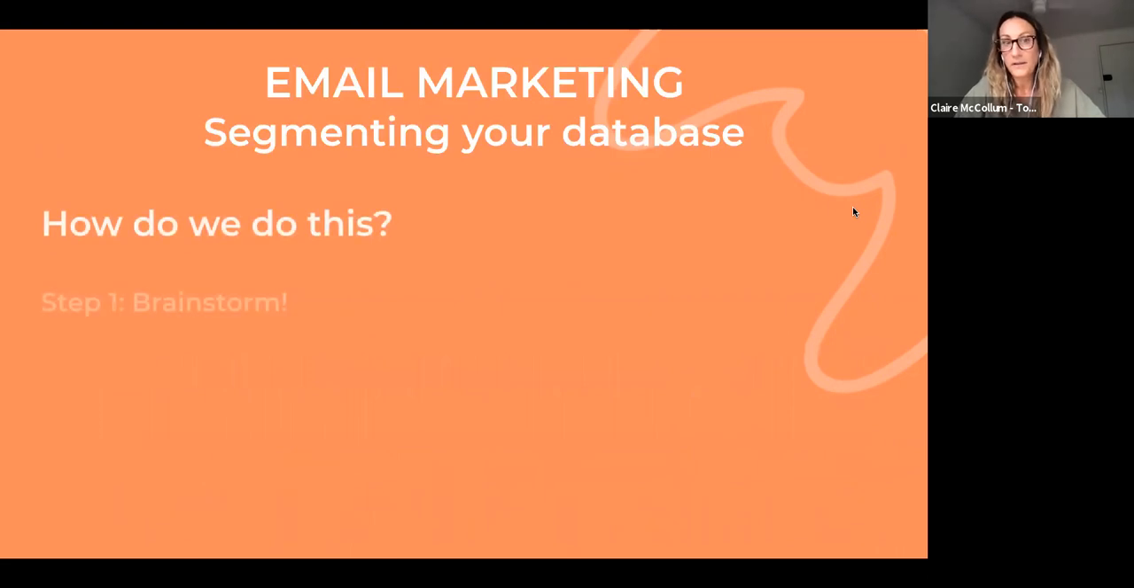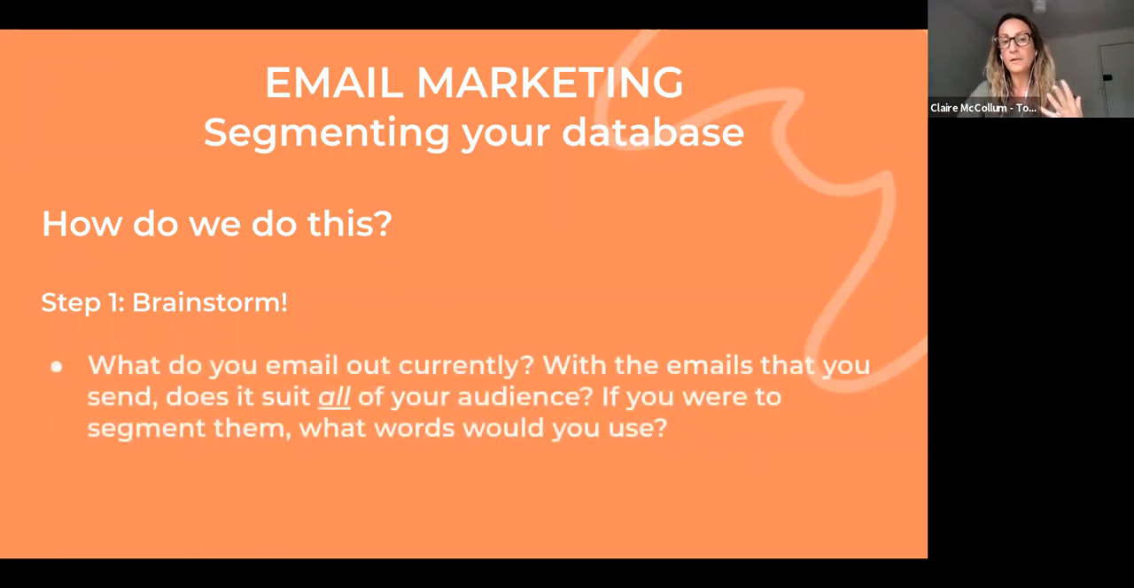So how do we do this? How do we segment our database? The first thing we do is brainstorm. Thinking about our customers and thinking about what our products are, we really sit down and begin to think about how we can categorize these people. So what do we email out currently? One way of doing this is to think about what emails we are sending already, if that's something that we're doing. The emails that we're sending, do they suit all of our audience?